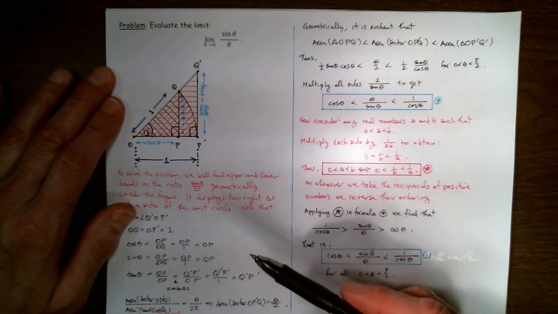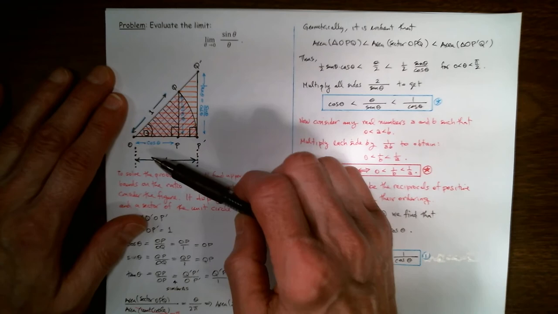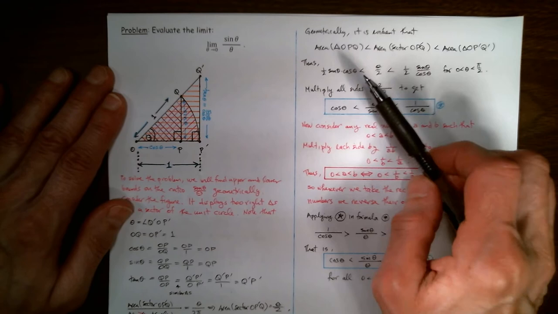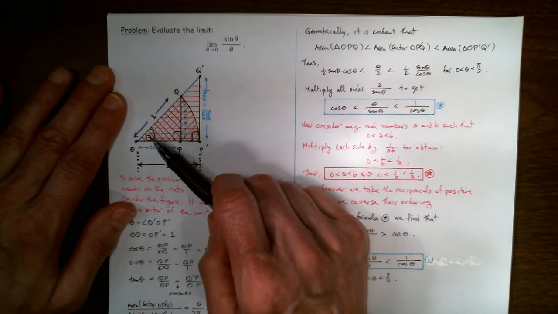And the area of the large right triangle OP prime Q prime is 1/2 the base times the height. The base is 1. The height is tangent theta, or sine theta over cos theta. So therefore, these area relations yield this inequality, which is valid for any value of the acute angle theta, which could range from 0 to pi over 2.